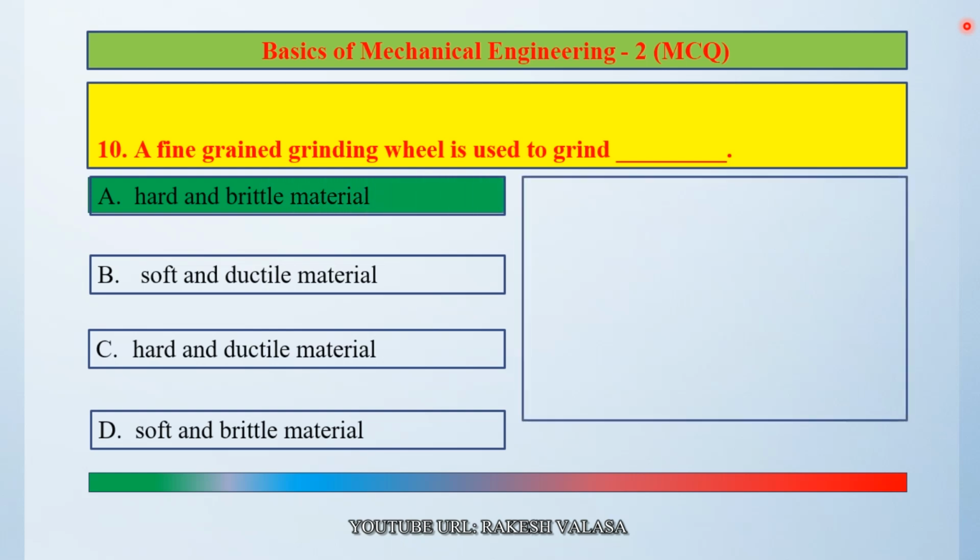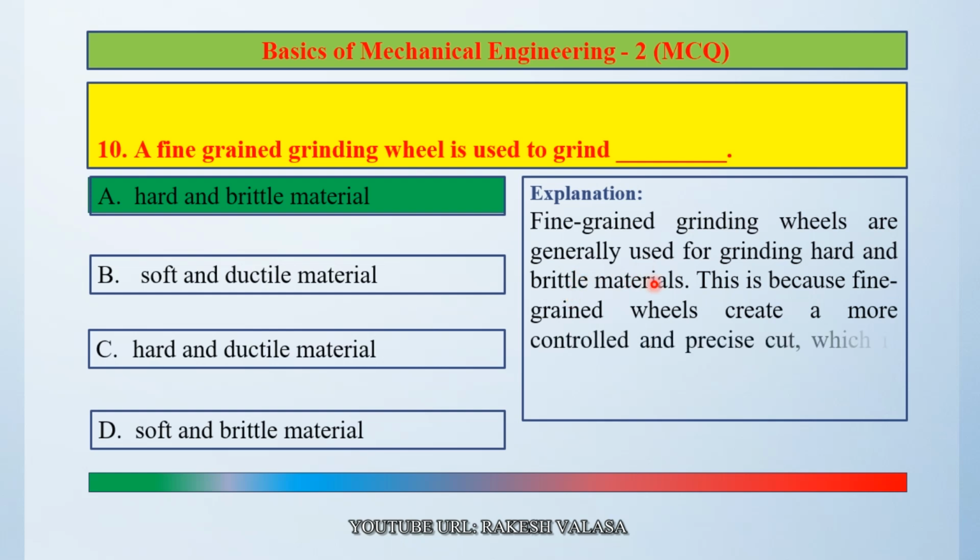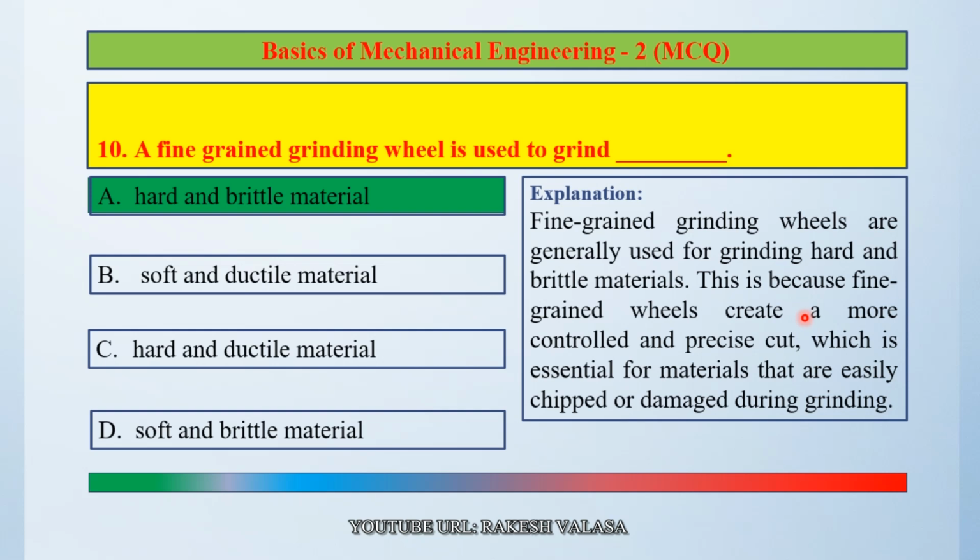Let us see the explanation. Fine-grained grinding wheels are generally used for grinding hard and brittle materials. This is because fine-grained wheels create a more controlled and precise cut, which is essential for materials that are easily chipped or damaged during grinding. So the correct answer is option A, hard and brittle material.